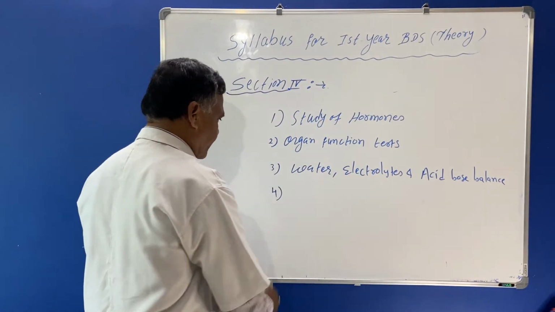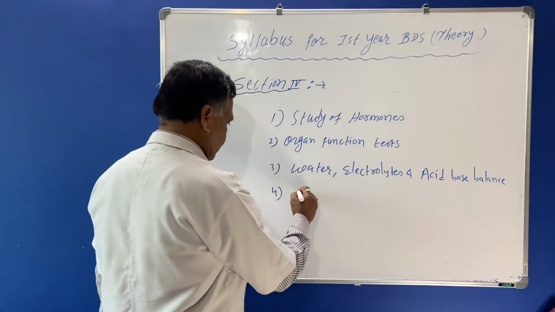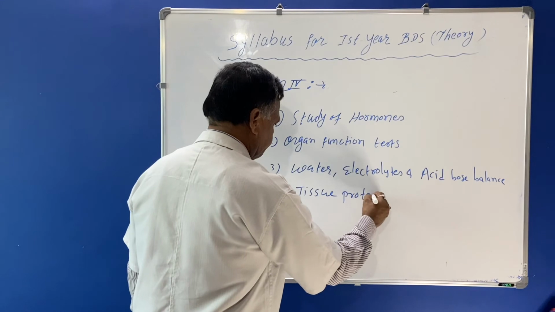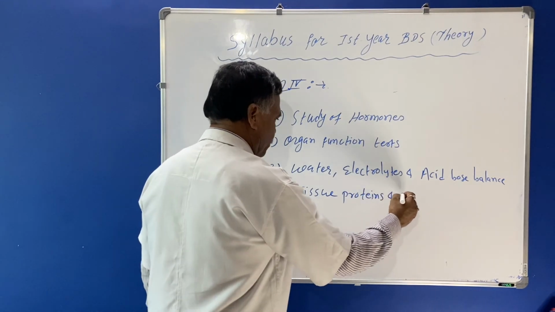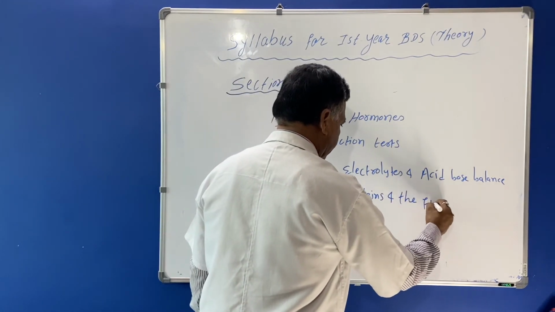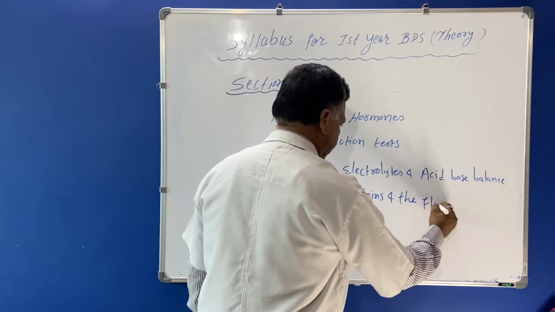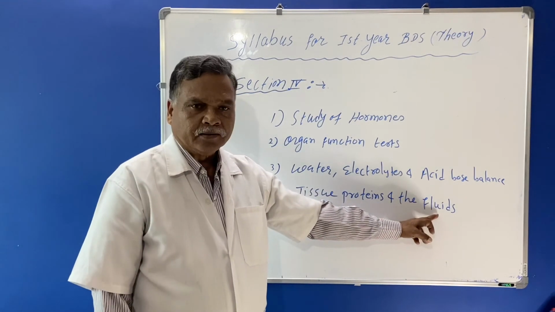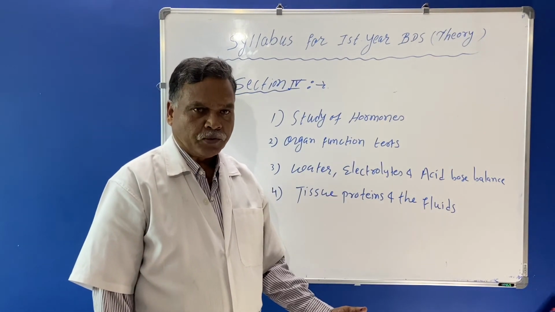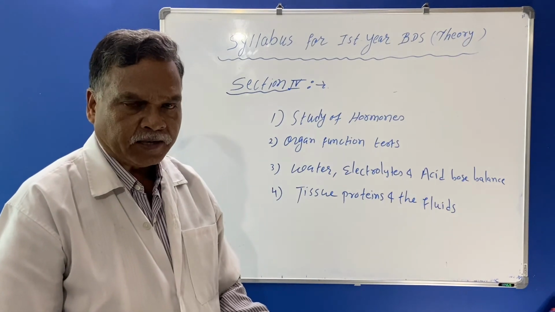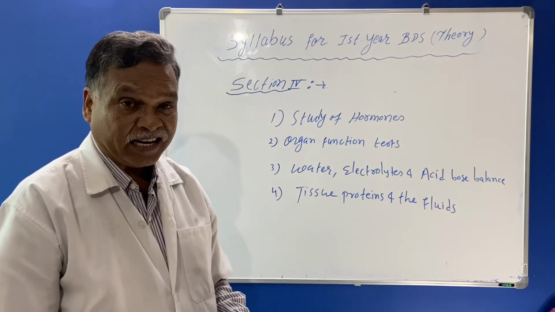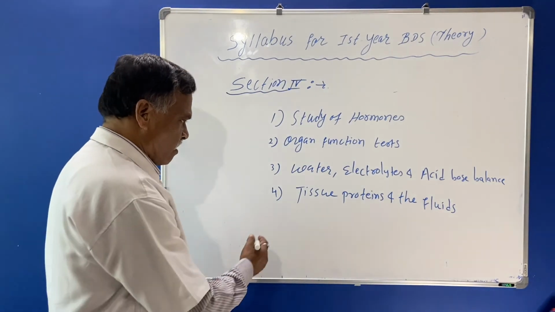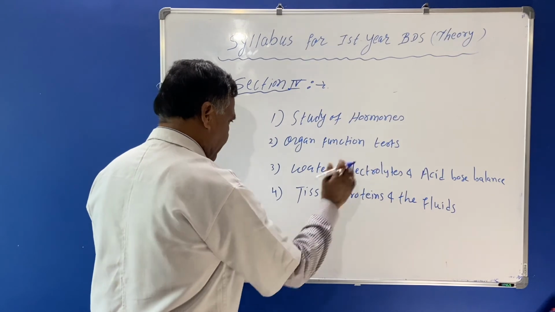Then we have to see further the tissue proteins and the fluids. The study of fluids will be there. Different types of fluids are there. You must know about blood, the study of blood, then cerebrospinal fluid, amniotic fluid. These are the study of tissue proteins and the fluids.